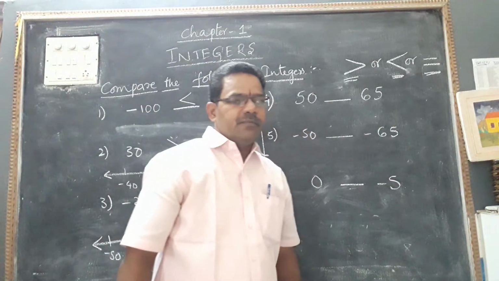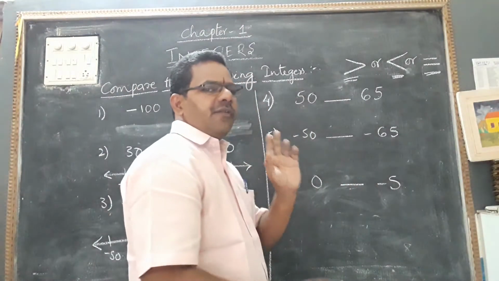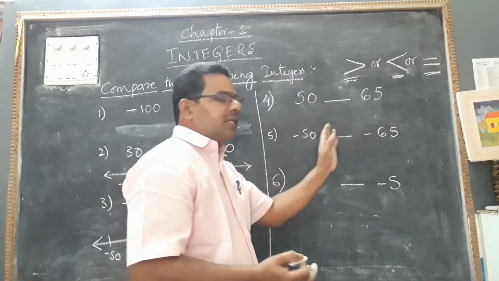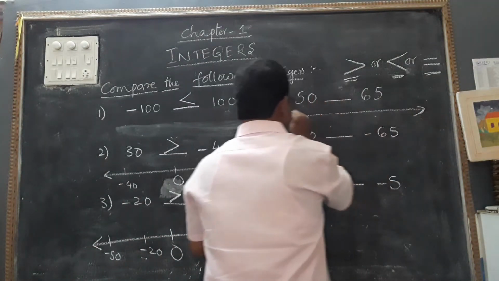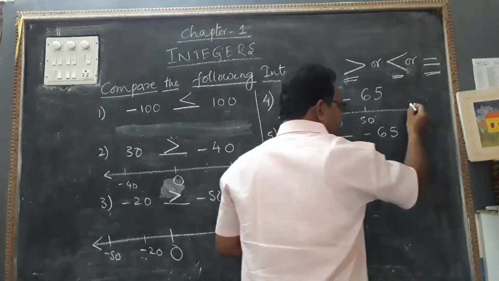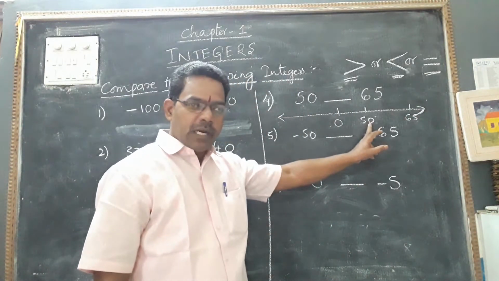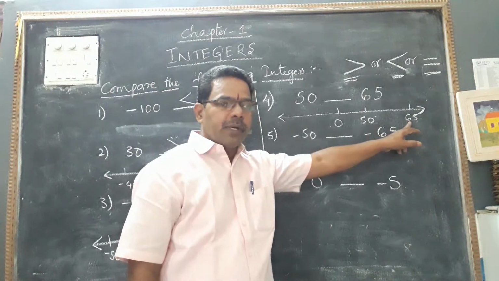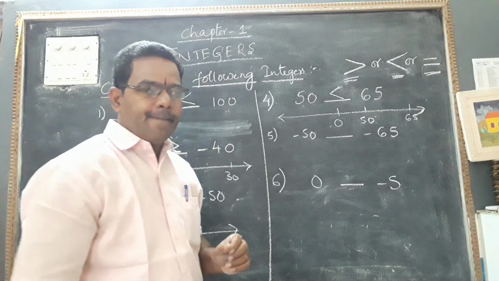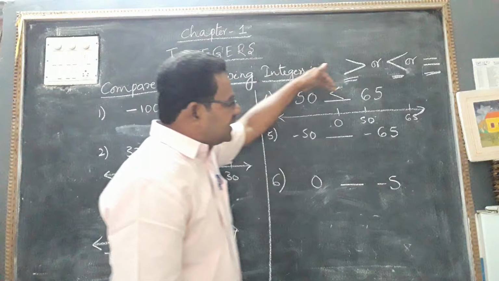50 and 65. This you can easily know. Why? Because after 50 comes 51, 52, 53, 54 up to 65. That means if you draw the number line, 0 is the middle. Suppose I have taken 50 here, after 50 only I have to take 65. So now you can understand 50 is a smaller number and 65 is a bigger number. So 50 is smaller than 65. 50 is less than 65.